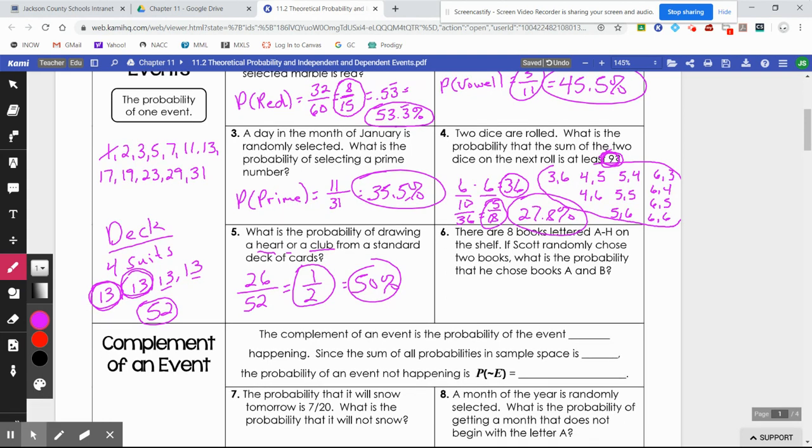The next problem says there are 8 books lettered A through H on a shelf. If Scott randomly chose 2 books, what is the probability that he chose books A and B? Okay, to work this problem, we're actually going to use something again from our previous section. We're choosing 2 different books.